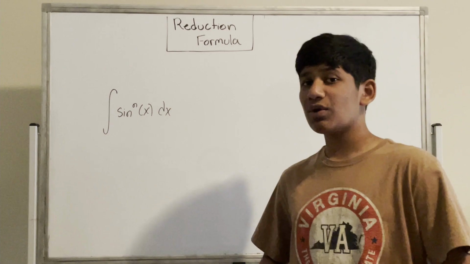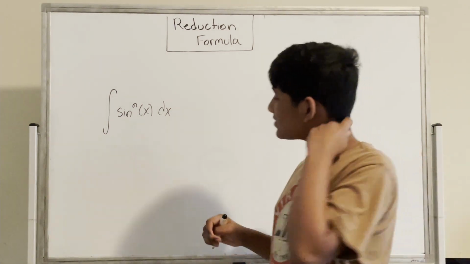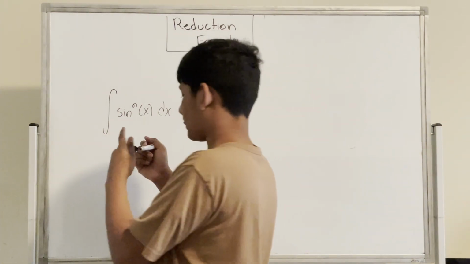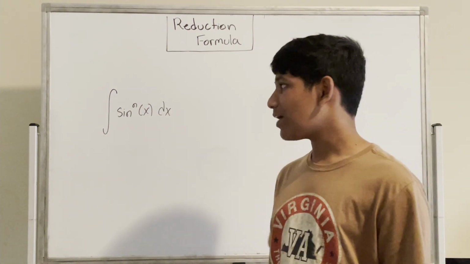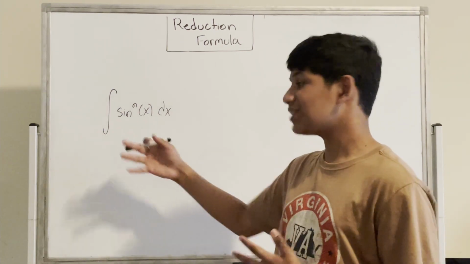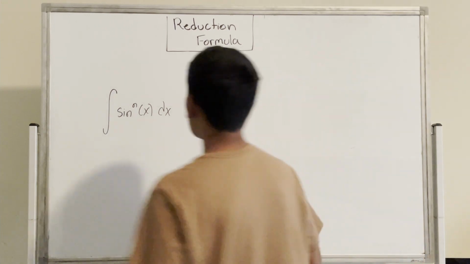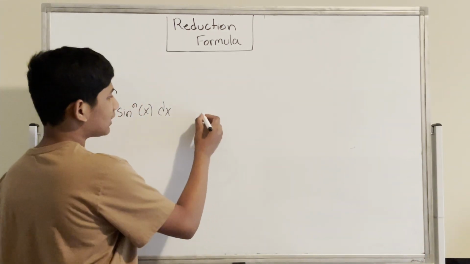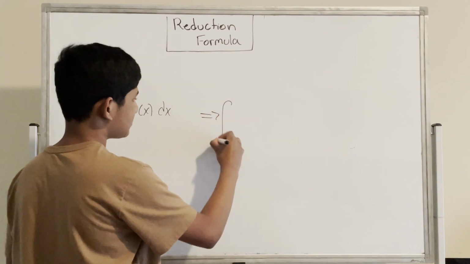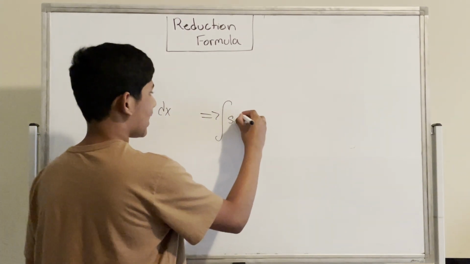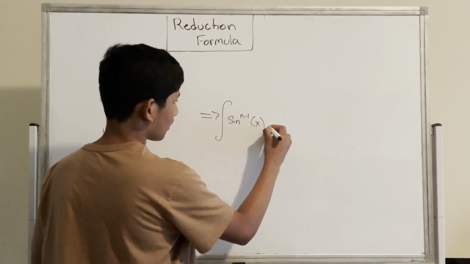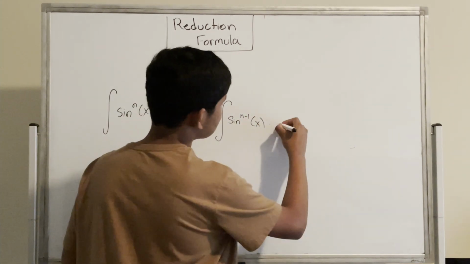So what's the first thing we're going to do? Notice that as you can see over here, this is in one part. Right now you can think, oh, how are we going to be using any type of integration by parts on this integral over here? Well, by the basic rules of algebra and logic, this is the same as the integral of sine to the n minus 1 x multiplied by sine of x.